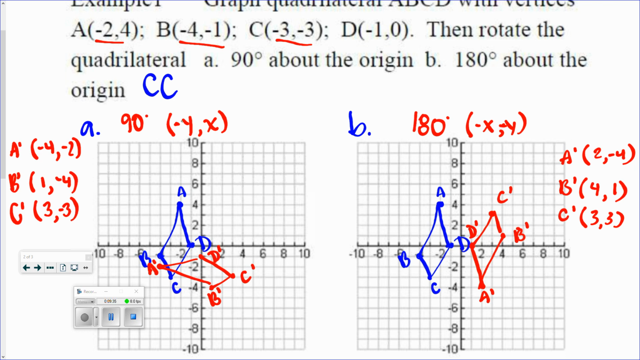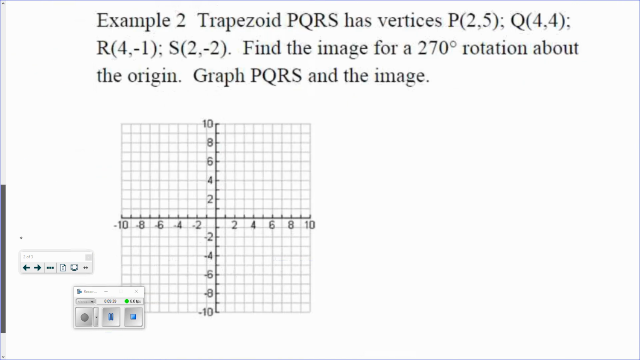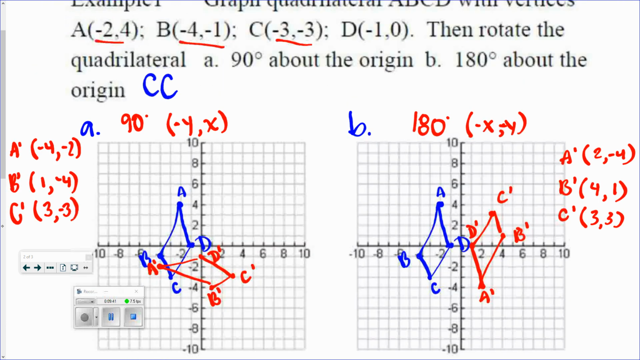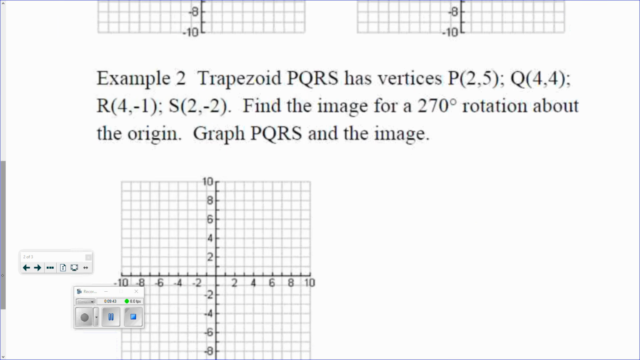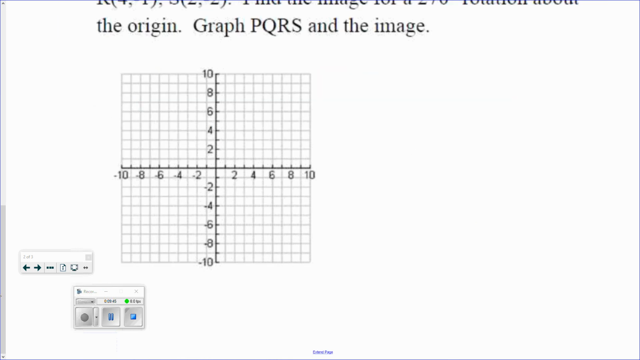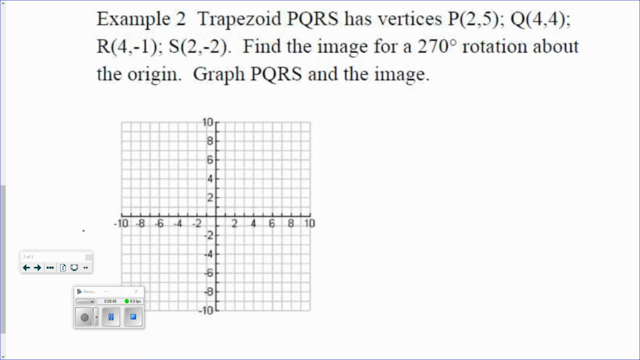Okay, our last one that we have for our example is rotating a trapezoid. And we are rotating it 270 degrees about the origin. We're going to do counterclockwise again. So I'm going to give you a minute. Go ahead and pause and do the original, and then we'll talk through that rotation.